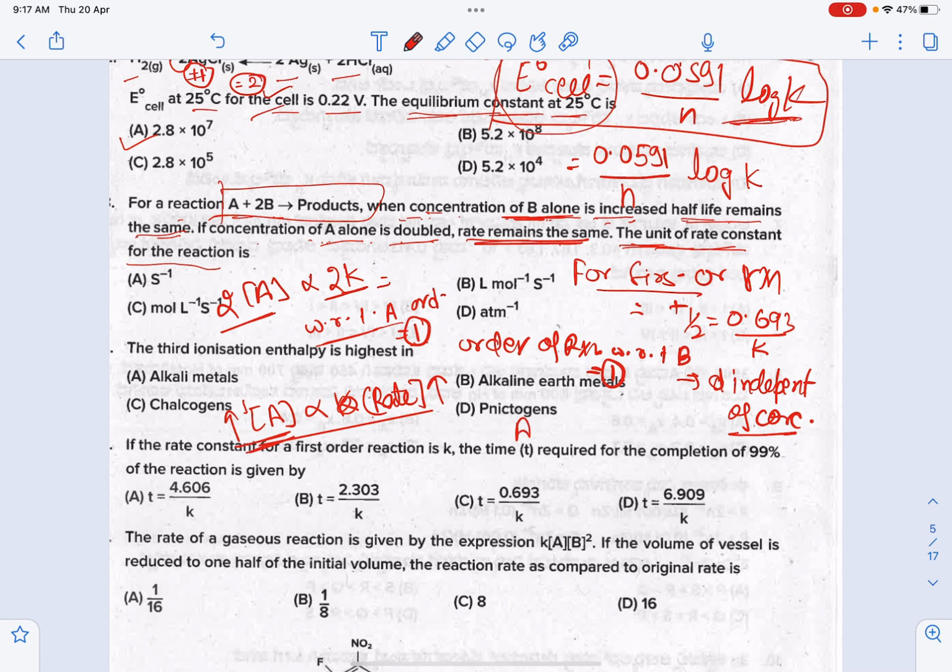That means A has an order of reaction 1 with respect to B, and B also has a first order reaction with respect to A. If we add them, 1 plus 1, it will be 2. That means the total order of reaction is 2. For a second order reaction, the unit of the rate constant will be liter per mole second.